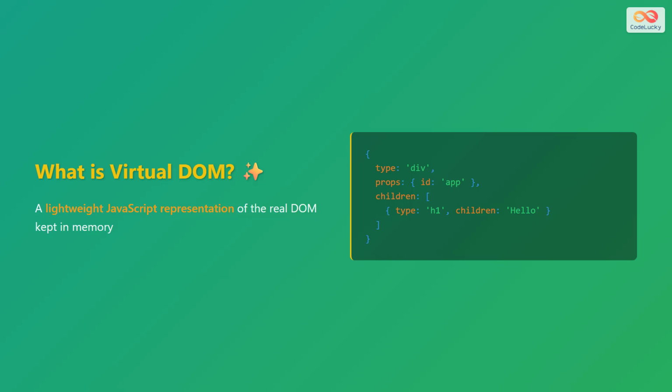Here is an example of a virtual DOM node. It has a type, like a division, properties, such as an identifier named app, and children like a heading element containing the text, "Hello."